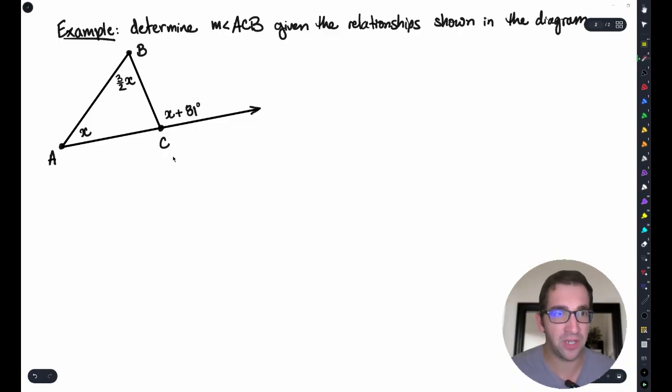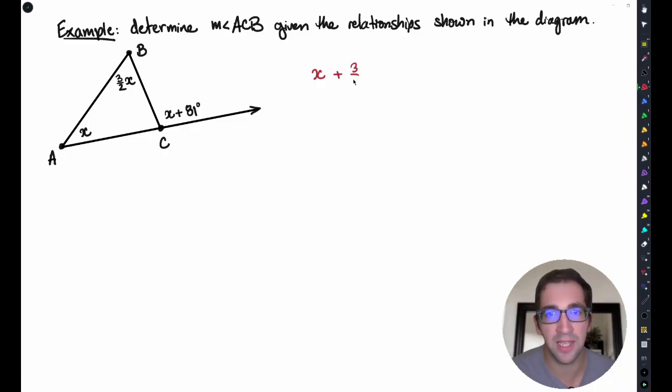We know from the exterior angle theorem that angle A and angle B should add up to this exterior angle located at vertex C. Let's write that now as an equation. The measure of angle A, which is x, plus the measure of angle B, which is 3/2 x, is equal to that exterior angle at C, which is x plus 81 degrees. Now we can solve this equation in order to obtain x.